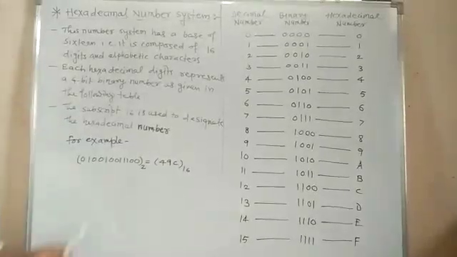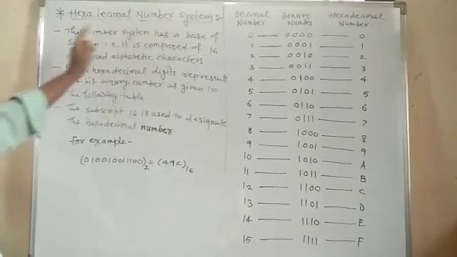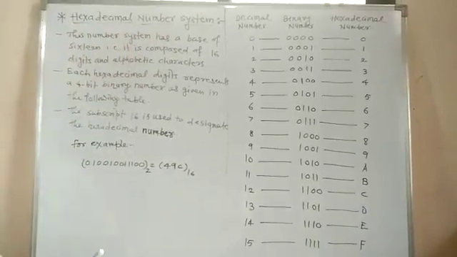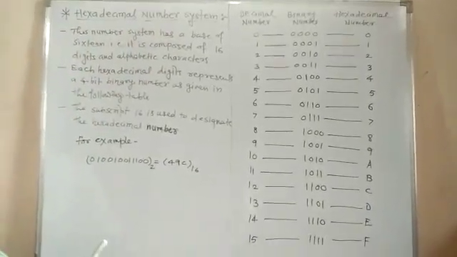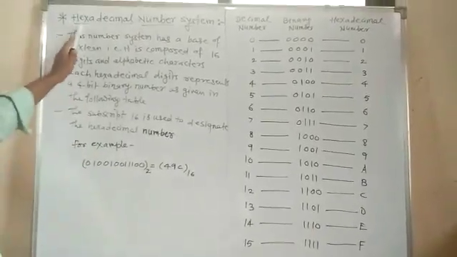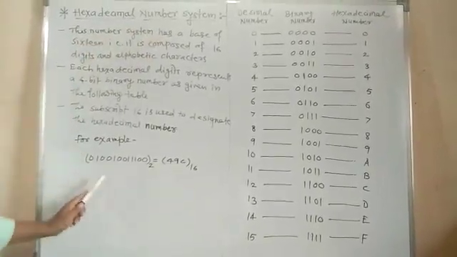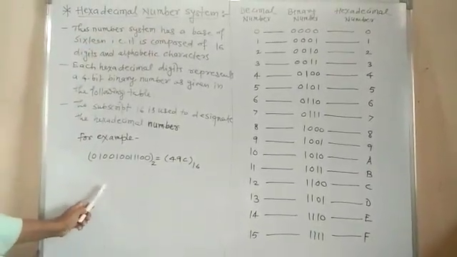So now in this video we shall see the next article, hexadecimal number system. Lastly we have seen two types of number system, one decimal number system and second one binary number system. This one is third, hexadecimal number system. Some points I have written here about this hexadecimal number system.